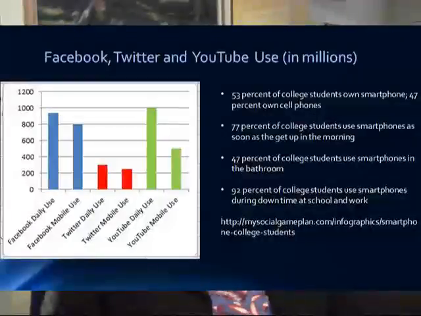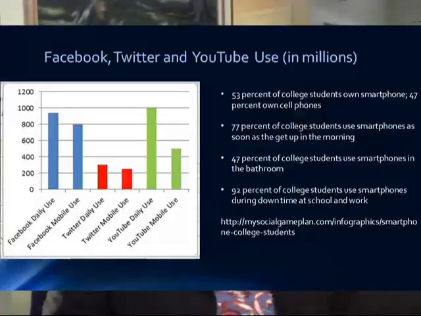Okay, so let's look at Facebook, Twitter, and YouTube and what's happening out there. For Facebook, we have more than 900 million users a day, and most of them are on mobile devices. Twitter's a little less. I think it's about 300 million a day, but again, most of those are watching on smartphones. Finally, YouTube has 1 billion users, and half of those are watching those videos on mobile devices.